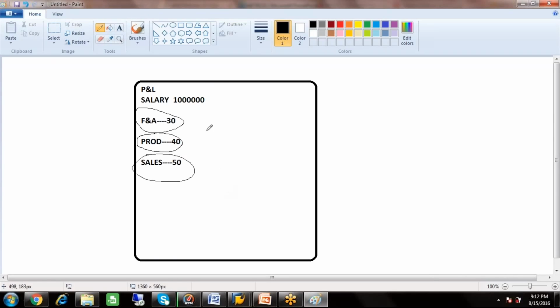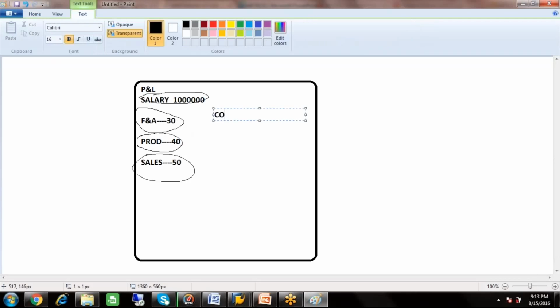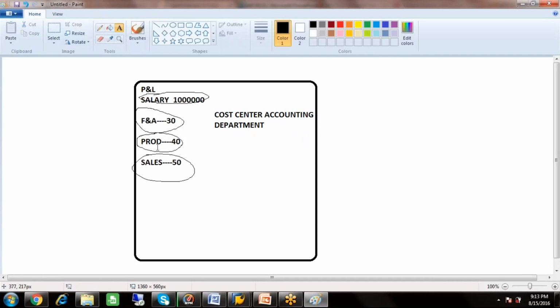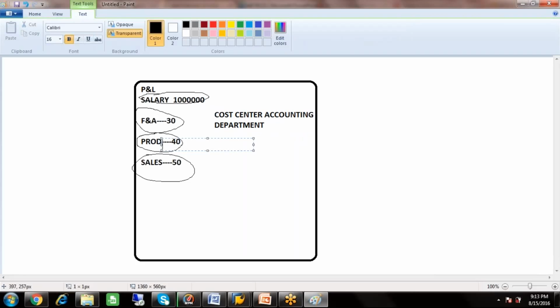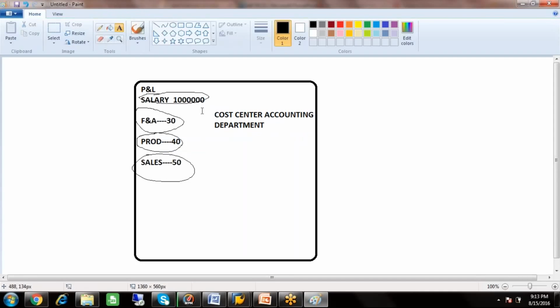Now how do I get that information? I cannot depend on my P&L account, because the P&L account is something which gives me only total salaries. But I need information department wise. That's where I come to my cost center accounting. What do I mean by cost center? In simple terms, a cost center is nothing but a department. My finance and accounts department is one cost center. Production department is another cost center. Sales department is another cost center.